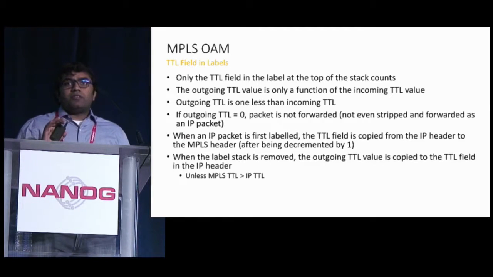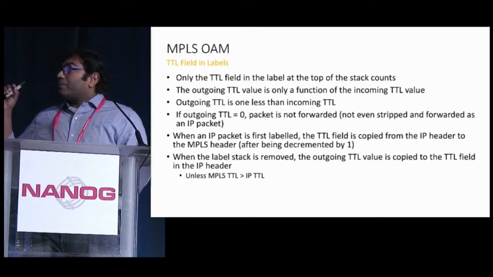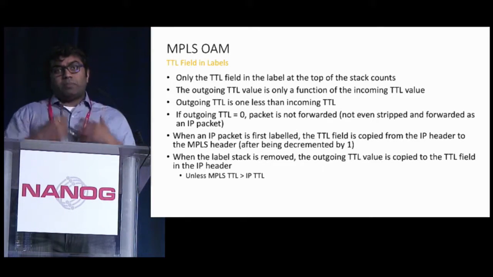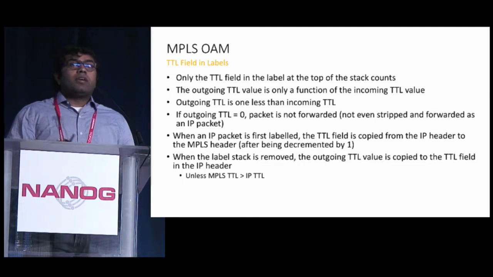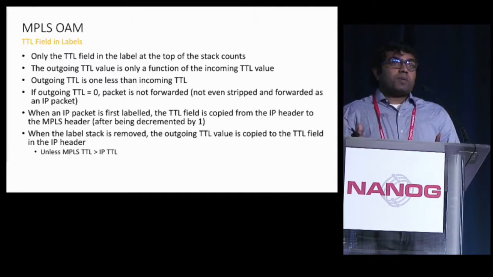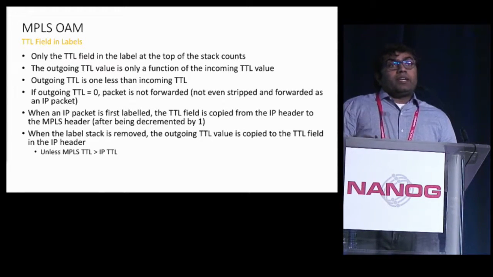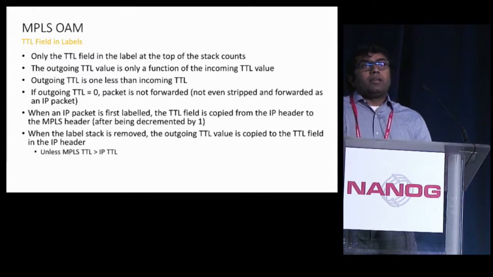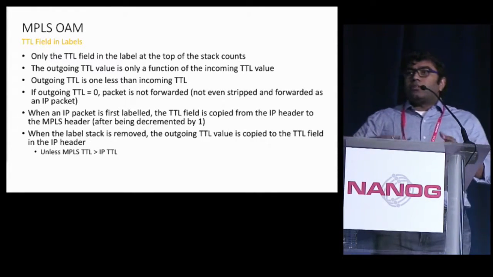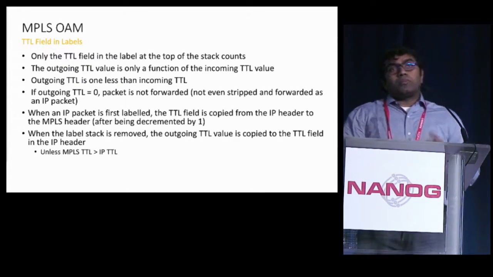The important thing that you need to understand from the TTL perspective for MPLS packets is, if an IP packet is coming in with a TTL value of X, the TTL value will be copied onto the MPLS packet itself with one value less than X, that is X minus 1. If the TTL value is 0, then it does not forward the packet. It neither strips off the label nor forwards it as an IP packet. So those are a couple of things that you need to remember while you're using MPLS trace or MPLS OAM packets.